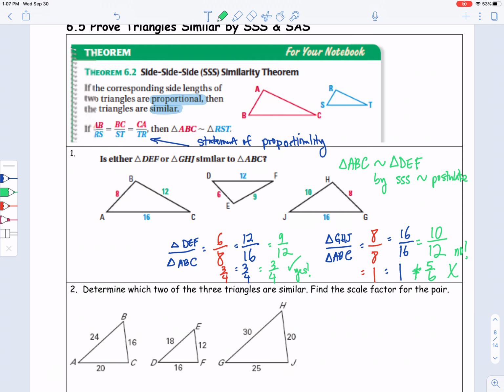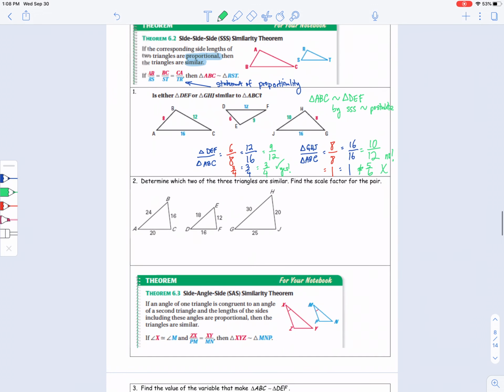Okay. The same goes for side-angle-side, but instead of having another side, we're going to look for an angle, and we'll do some example problems in class as well.